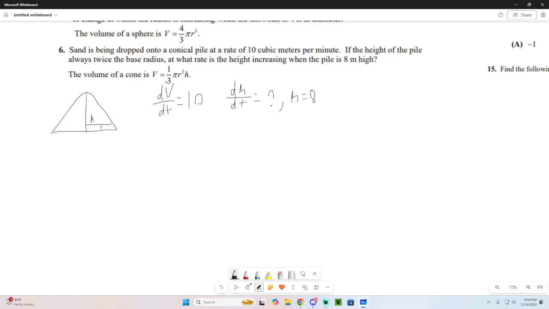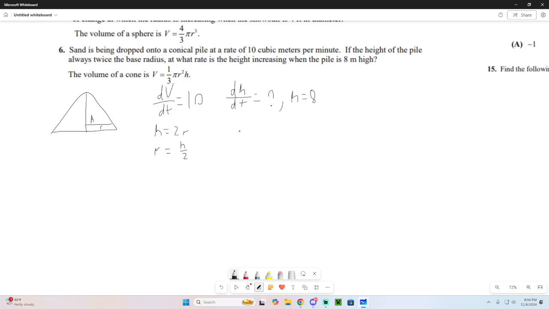So now it says the height of the pile is always twice the base radius, so I'm just going to write that down, h equals 2r. And then if I solve for r, which I will need to later, I get r equals h over 2. Alright, now we have this formula, let's go ahead and differentiate it.